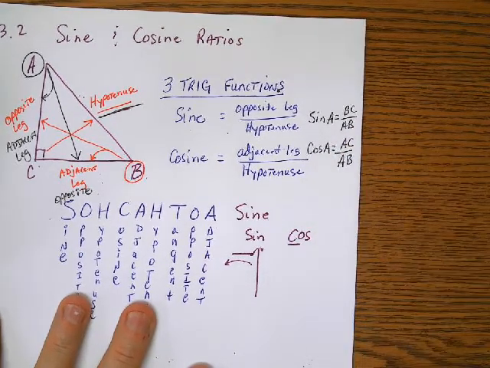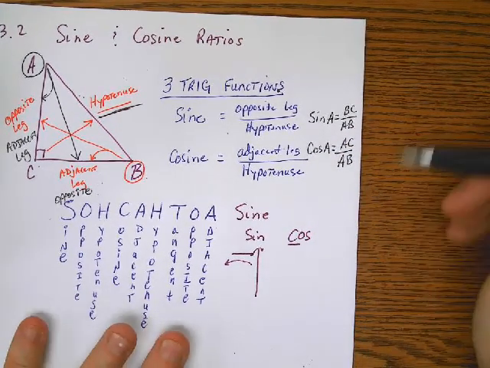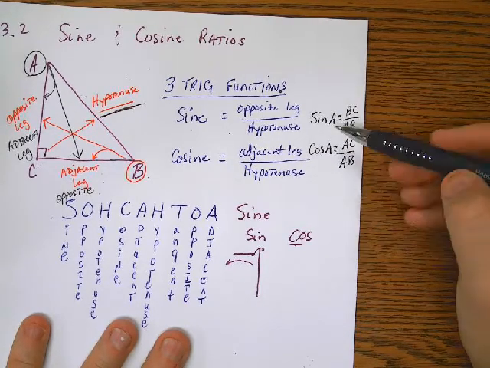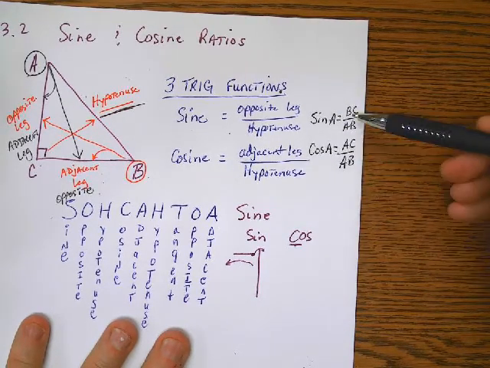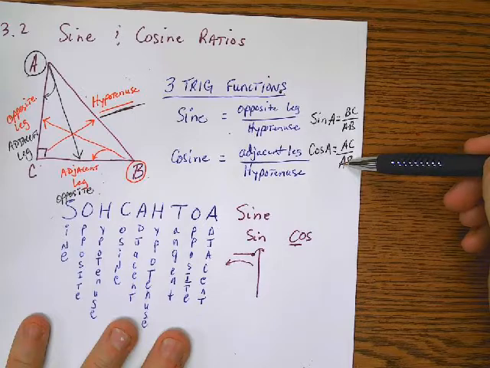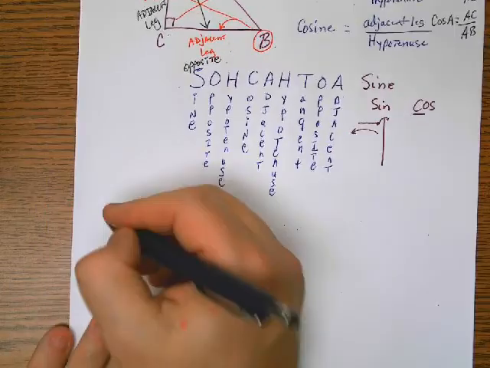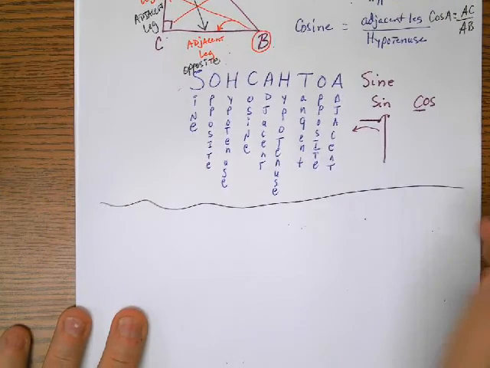Now, we're not doing tangent today because we've already done that. But we could easily do it. Opposite over adjacent. Okay, any questions? Sine, cosine. Okay, that does it for the notes. Let's do a couple problems.